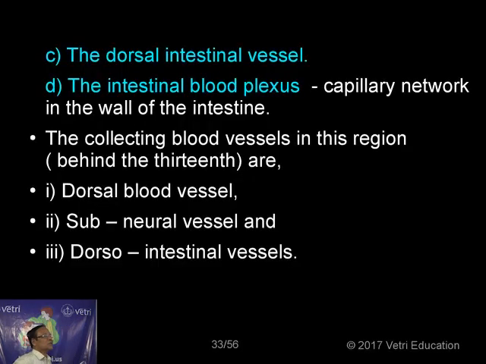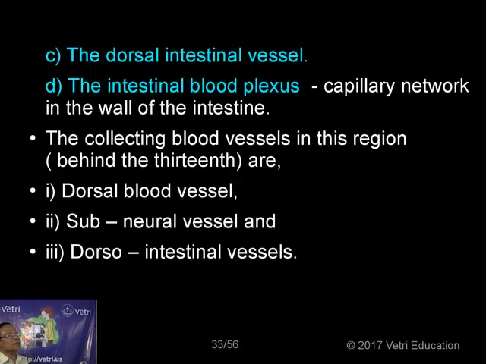Also, in addition to the subneural vessel and commissural vessels, we have the dorsal intestinal vessel collecting blood from the intestine. Then the intestinal blood plexus, a capillary network in the wall of the intestine, is what is known as the intestinal plexus. The word plexus always refers to a network. Now we have the dorsal intestinal vessel from the intestine, and the intestinal blood plexus, all being connected to the dorsal vessel and ventral vessel.